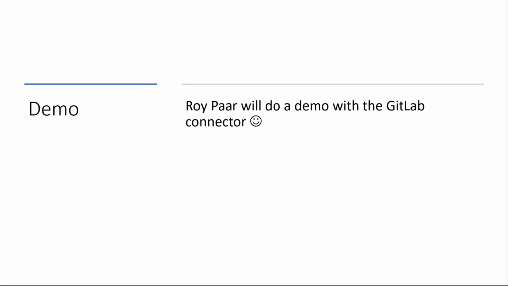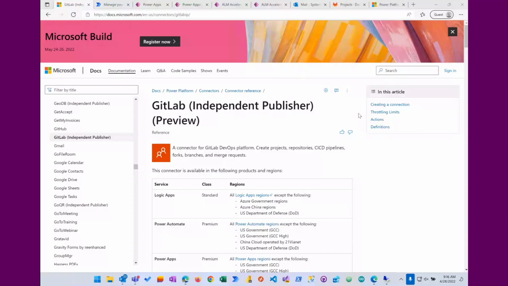Thanks, Natalie. And good morning, good evening, good afternoon, everybody. My latest connector for the Independent Publisher Program was a GitLab connector. For those of you who don't know about GitLab, it's an alternative to GitHub or Azure DevOps, and I just wanted to see if I could use this connector to set up a DevOps pipeline for some Power Platform work I've been doing. The connector's out there on the connector site.